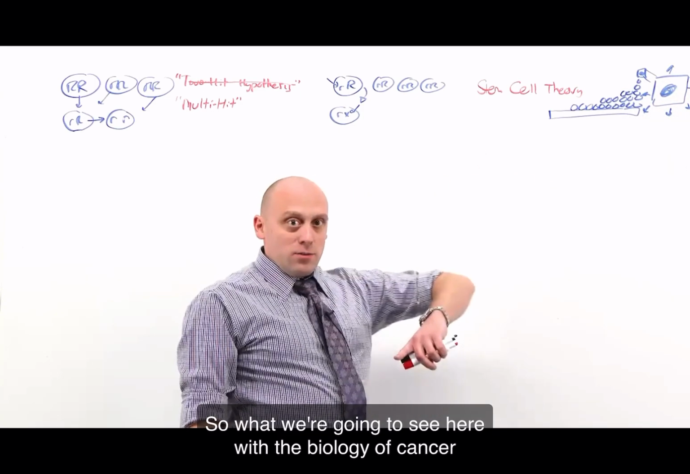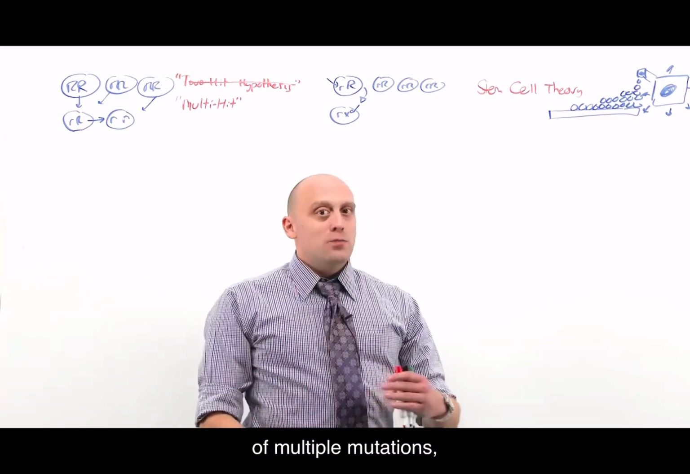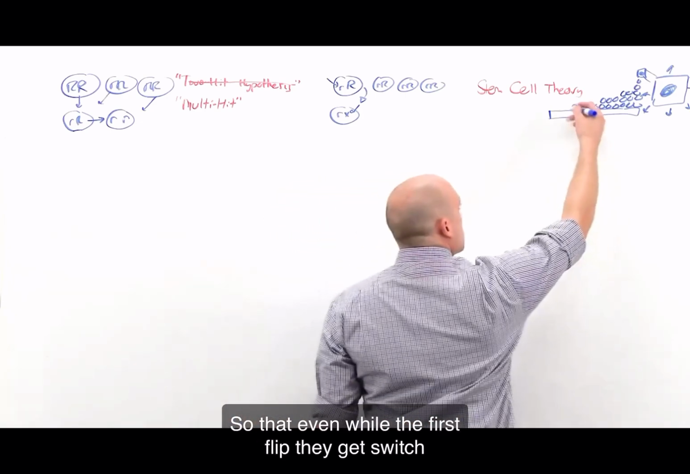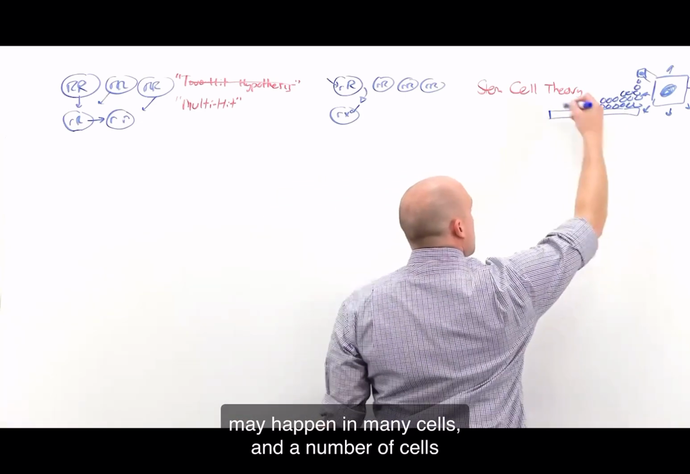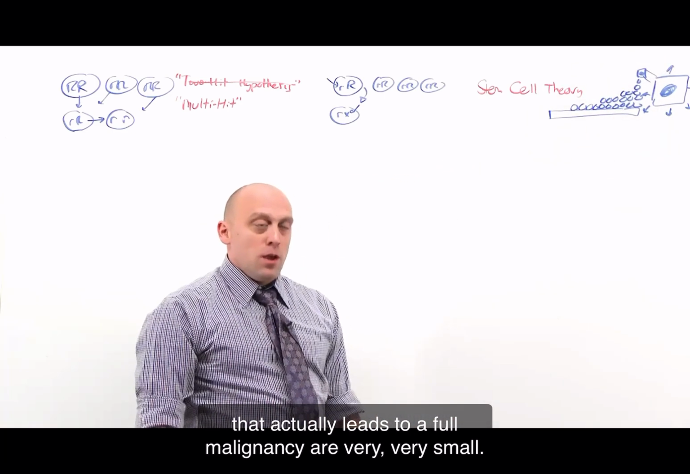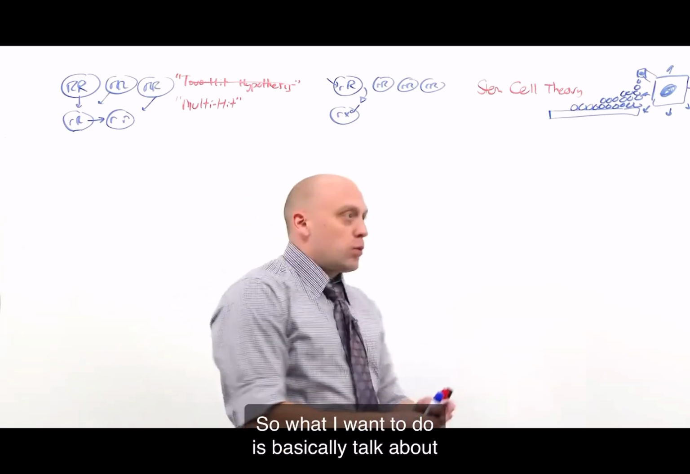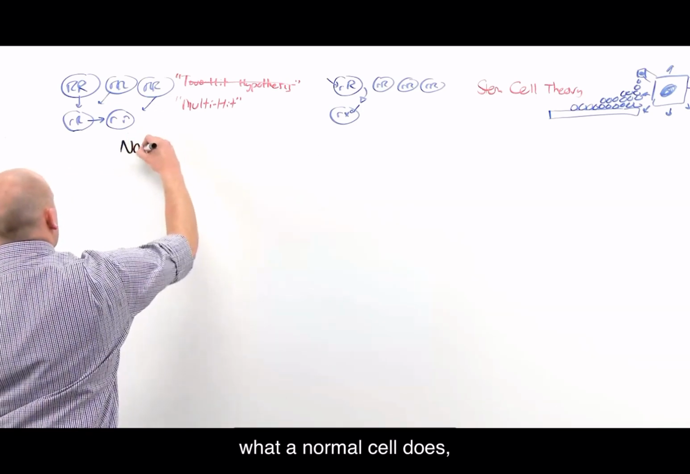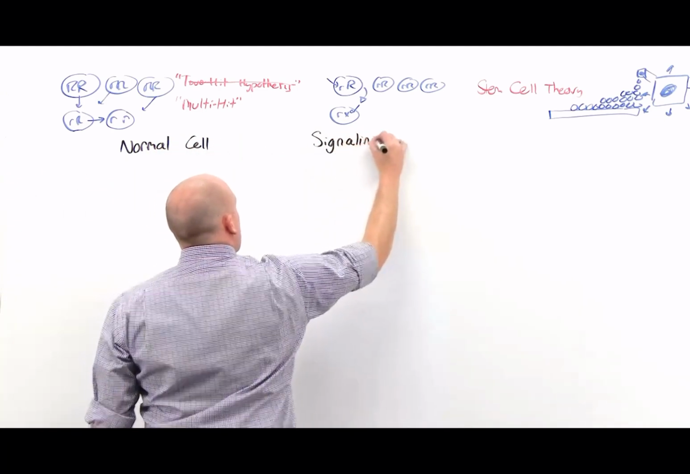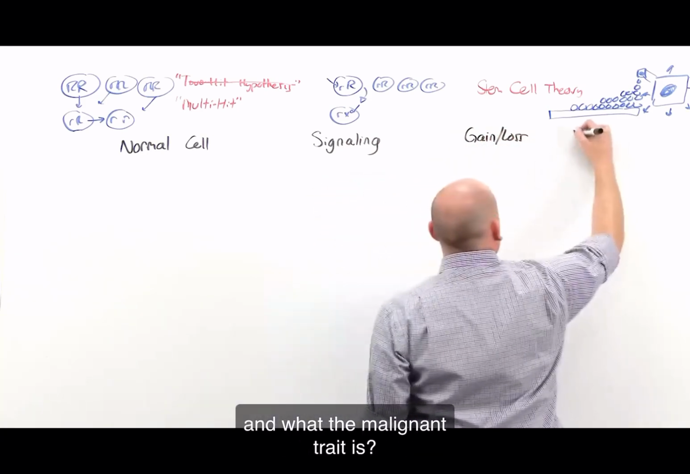So what we're going to see here with the biology of cancer is not only the events that occur, but that it has to be the accumulation of multiple mutations and the escape of multiple defense mechanisms. So even while the first flip that gets switched may happen in many cells, the number of cells that lead to a full malignancy is very, very small. And we'll also see that once the cell has reached malignant transformation, it's really hard to get rid of. So what I want to do is basically talk about what a normal cell does, the signaling mechanisms involved, then whether or not to become cancer it's a gain or a loss of function, and what the malignant traits are.